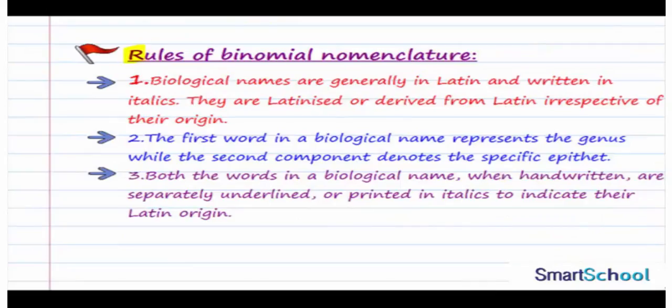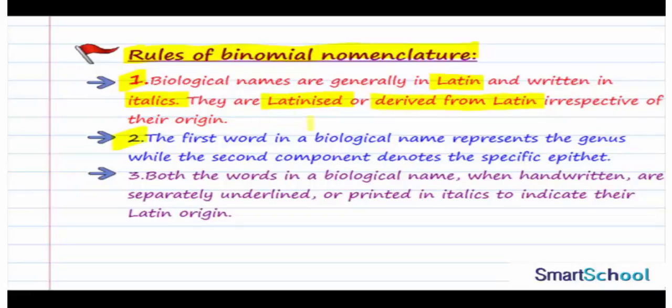We'll now study the rules of binomial nomenclature. The very first rule is that biological names are generally in Latin and written in italics. They are Latinized or derived from Latin irrespective of their origin. So irrespective of where the organism originates, the names are Latinized or derived from Latin.